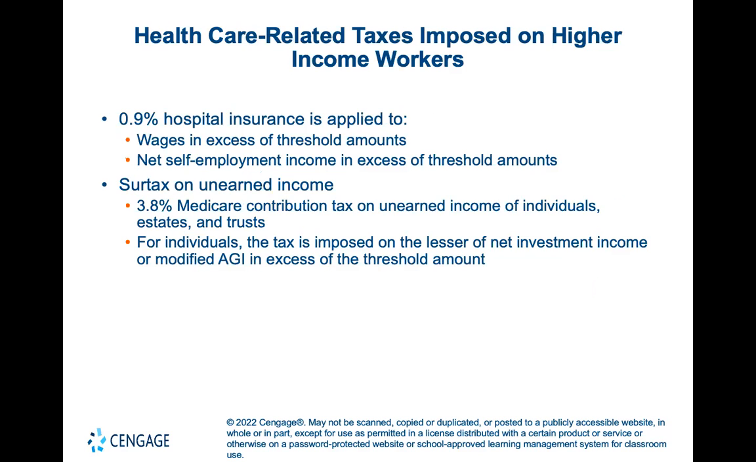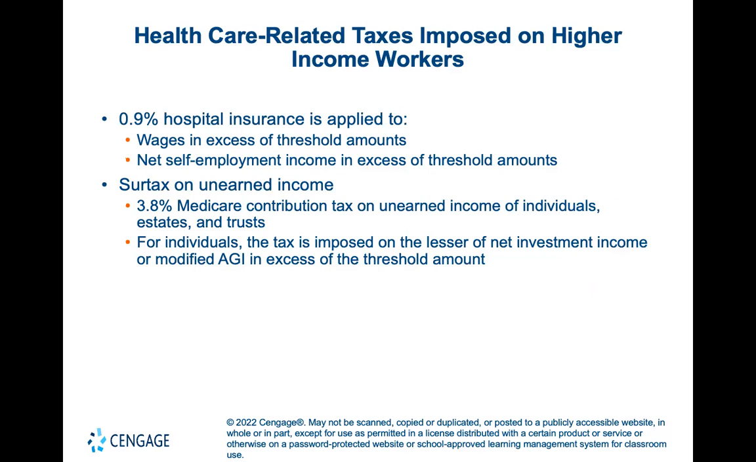Healthcare-related taxes are imposed on higher income workers. So there's a 0.9% hospital insurance tax applied to wages in excess of threshold amounts and net self-employment income in excess of threshold amounts. And we'll get into this as we proceed through this course.